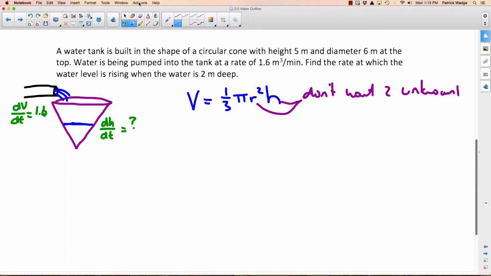So what we're going to do is take a look at some of the information they give us. They tell us, for example, that the cone has a height of 5. So from here down, that's equal to 5. And it also tells us the diameter is 6, which could help us with the radius, right?